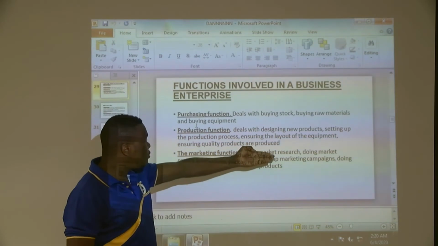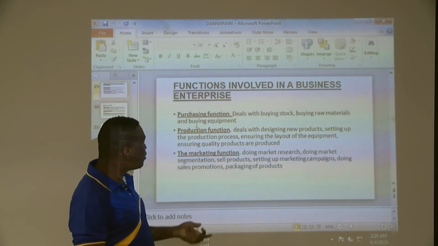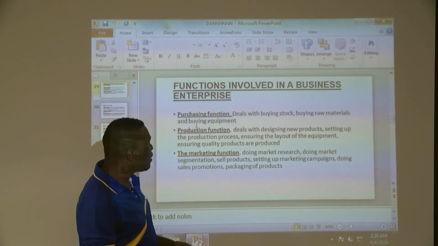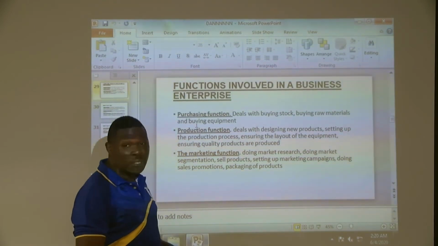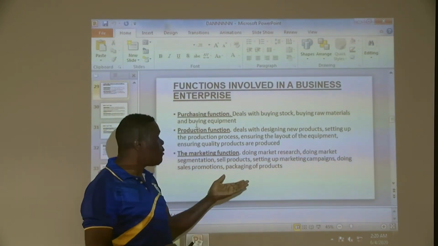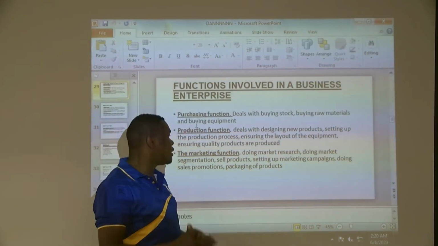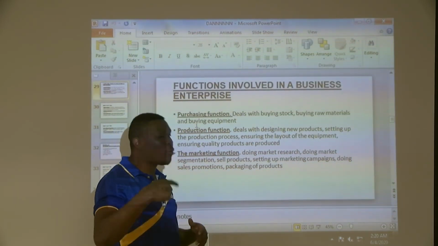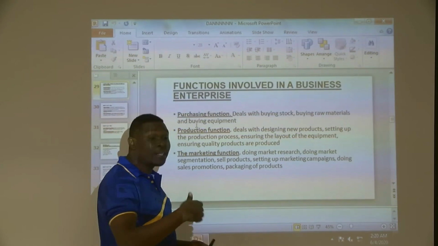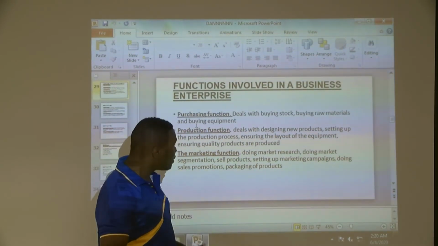It deals with doing market research, market segmentation, selling products, setting up marketing campaigns, doing sales promotions, and packaging of products. This particular department is essential in any business because it is the department that makes the clients aware of the products that the company produces.